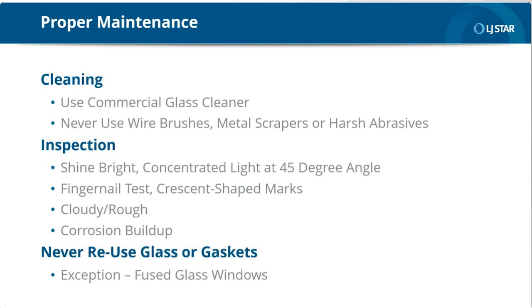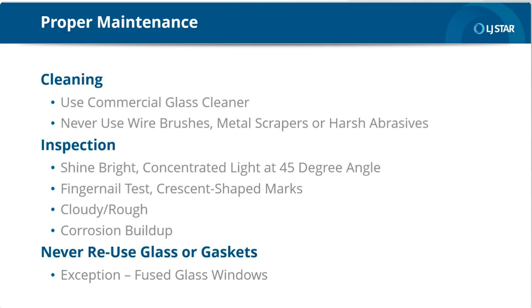Scratches that catch the fingernail or any star or crescent-shaped marks that glisten are cause for replacement. Sight glasses that appear cloudy or roughened after cleaning should be replaced. Also, inspect sight glass frames and flanges for corrosion buildup or gasket material that is baked on. Never reuse glass or gaskets.